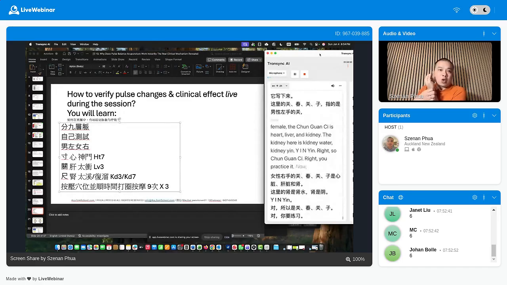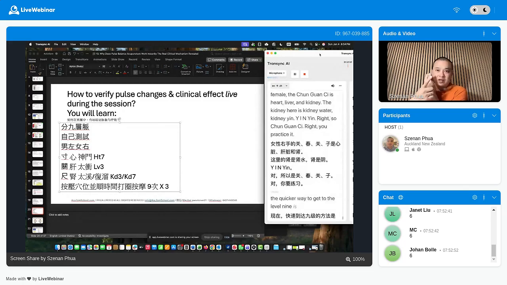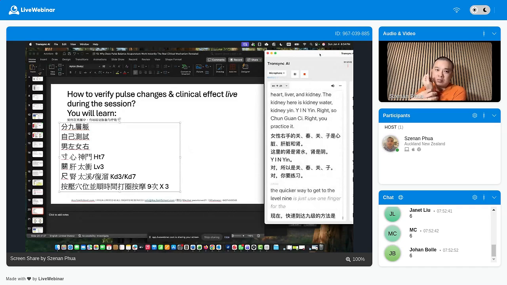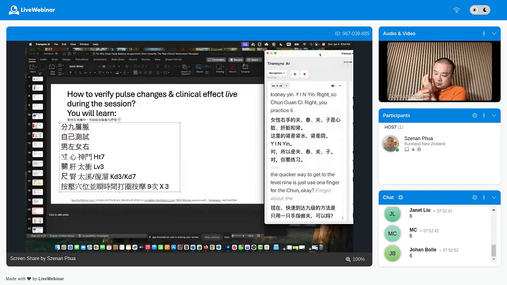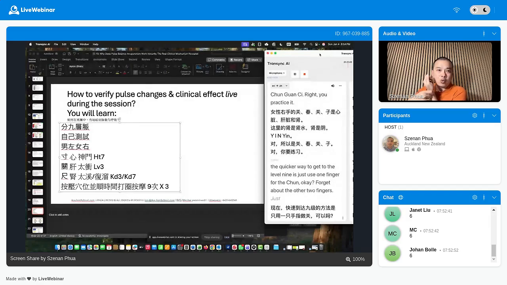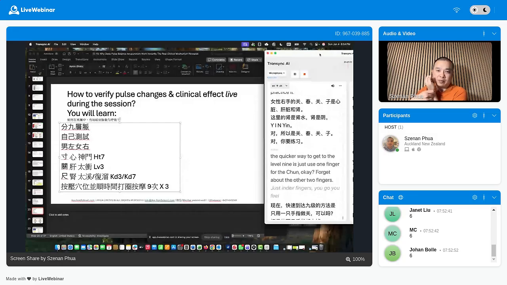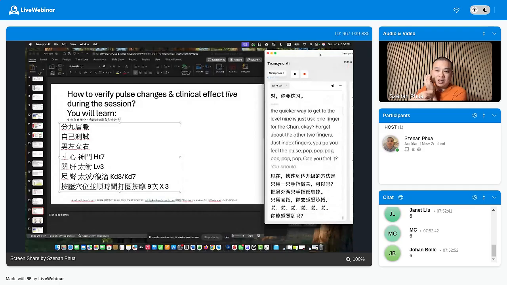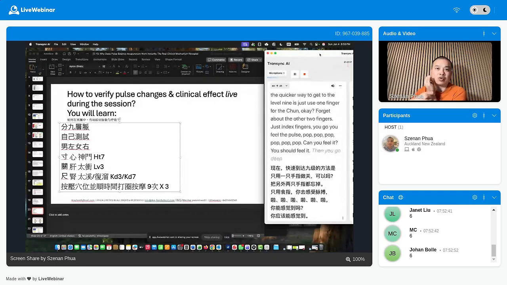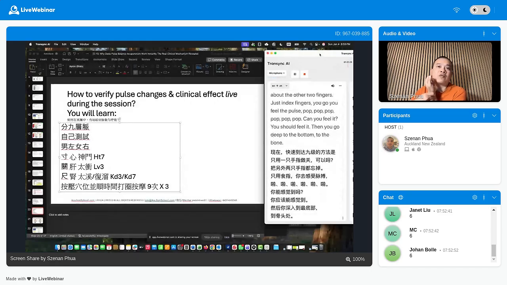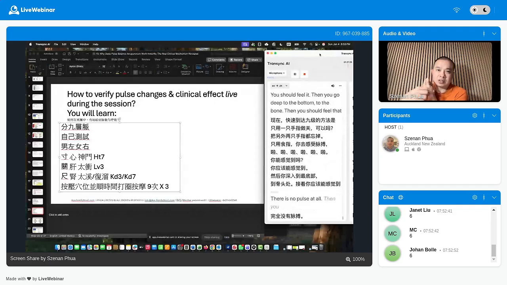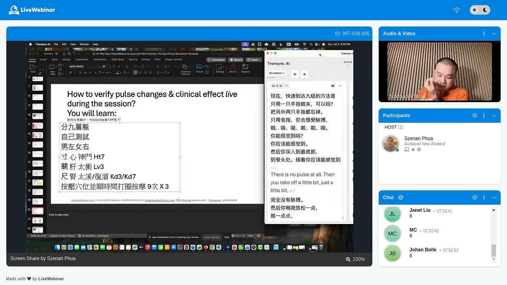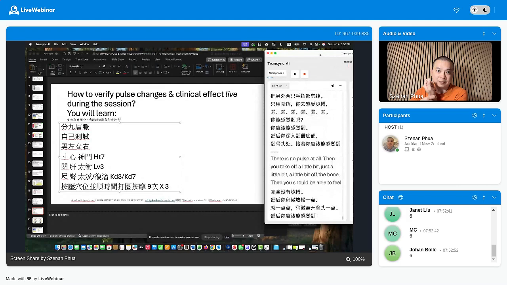Now, the quickest way to get to level 9 is just use one finger for the Cun, okay? Forget about the other two fingers. Just index finger. You feel the pulse. Boop, boop, boop. Can you feel it? You should feel it. Then you go deep to the bottom, to the bone. Then you should feel there is no pulse at all. Then you take off a little bit, just a little bit off the bone. Then you should be able to feel the pulse now.